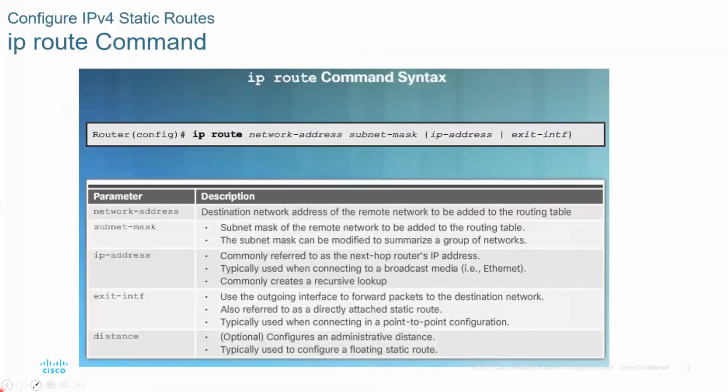The IP route command. You can see you're in privilege mode, config T, IP route, network address, subnet mask, next hop address, or exit interface. That's the syntax of the IP route command.